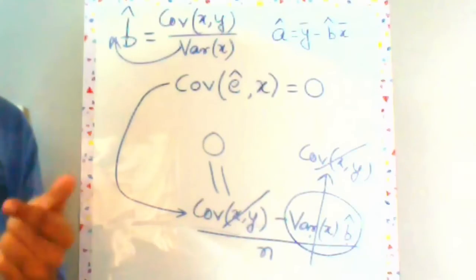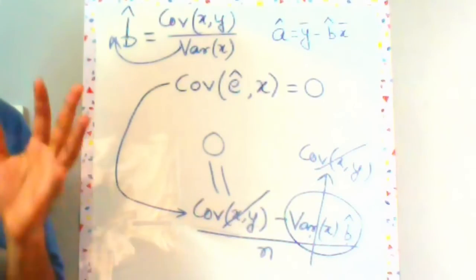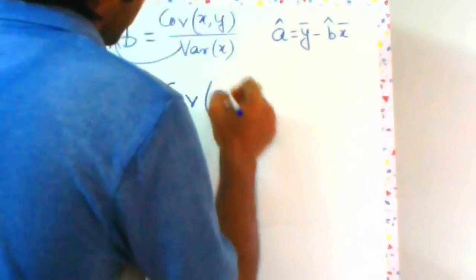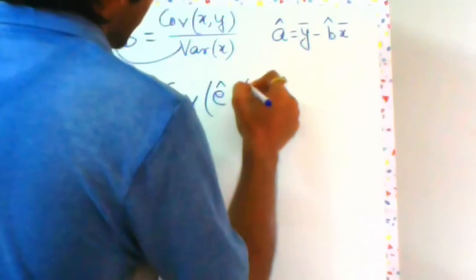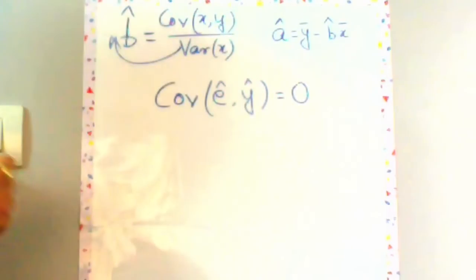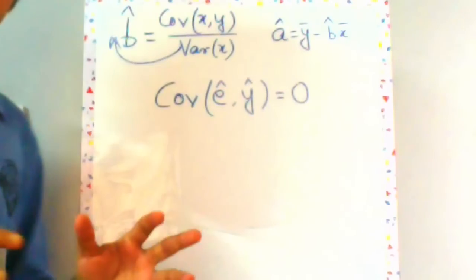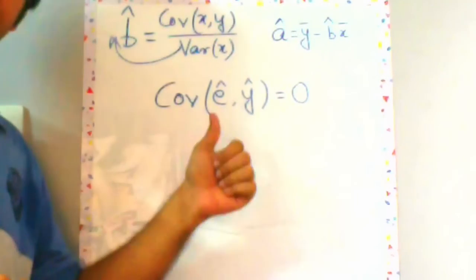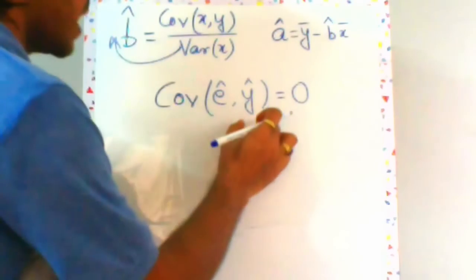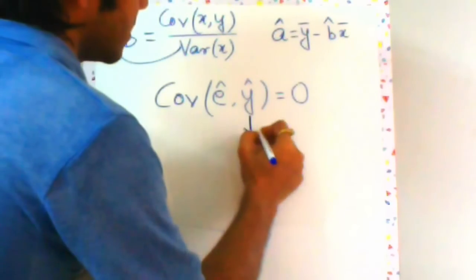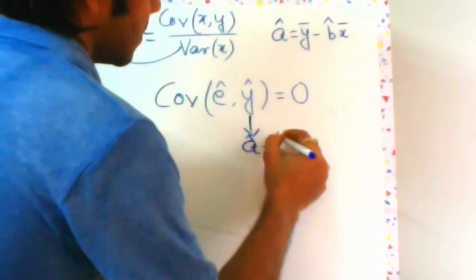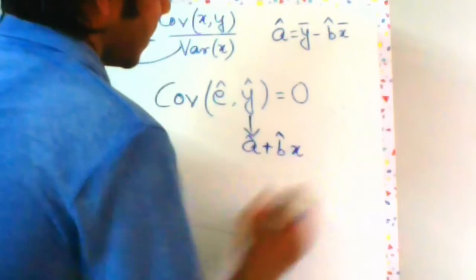Let's go to the next utility of normal equations. Covariance of e hat, y hat is equal to 0. Now this is a slight modification. In place of x, I have y hat. Now, how do we prove this? In place of y hat, we can write a hat plus b hat x.